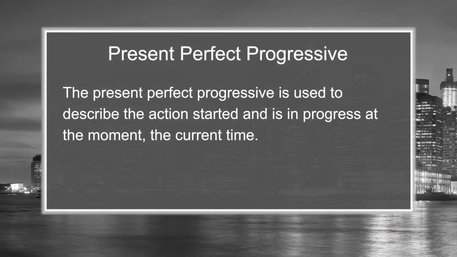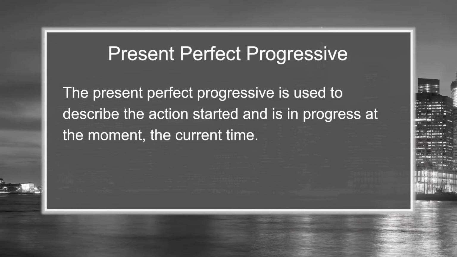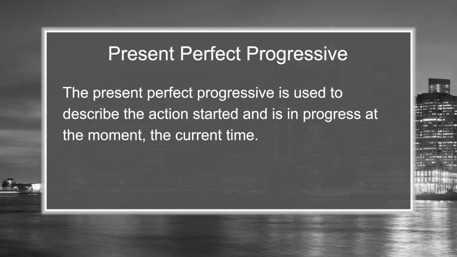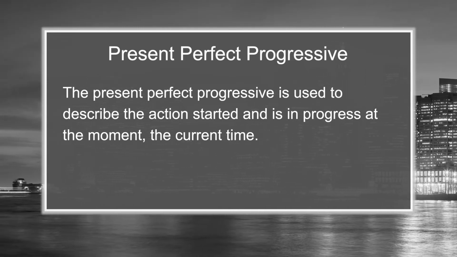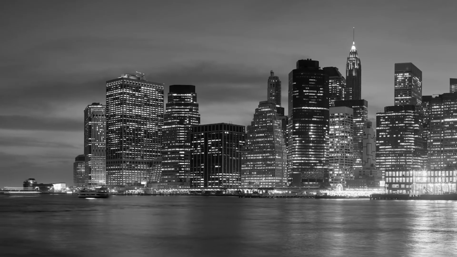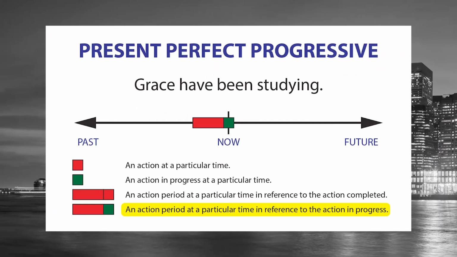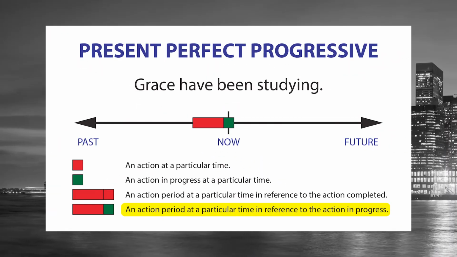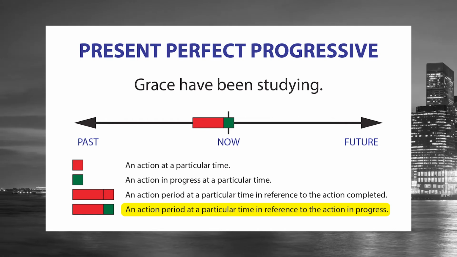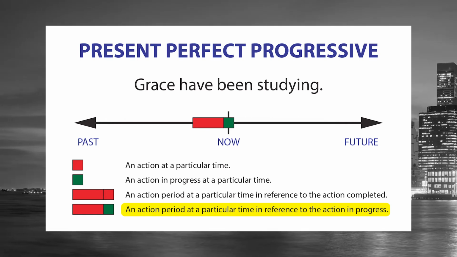The present perfect progressive is used to describe the action started and is in progress at the moment, the current time. Grace has been studying denotes that Grace started studying and is still studying for a period of time in reference to the current time at the moment.